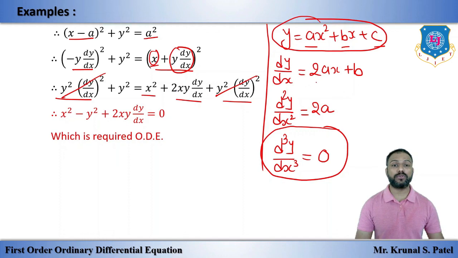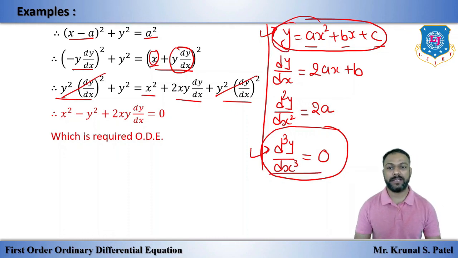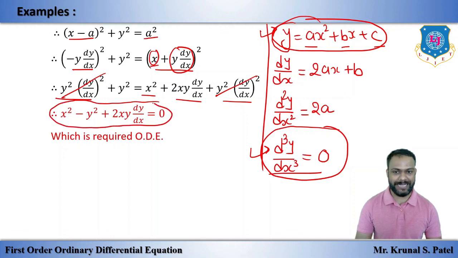Okay, if you want to check that this is the correct answer, you just have to differentiate twice and put it in this equation. Same as, if you want to be sure that this is the correct answer, then you have to differentiate your original equation and put the value of dy by dx here, then you will get the correct answer.